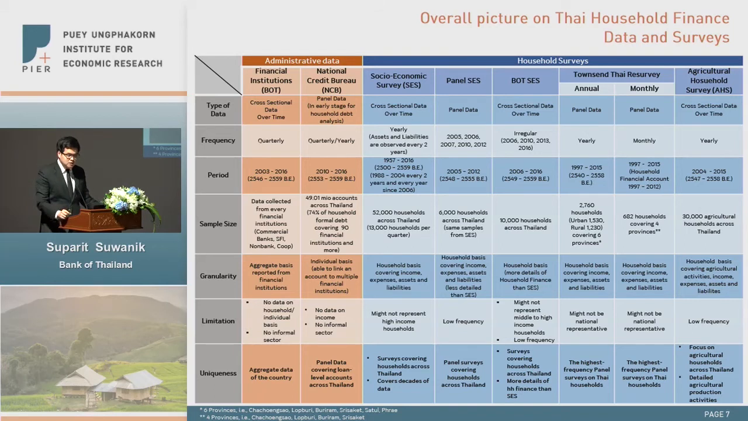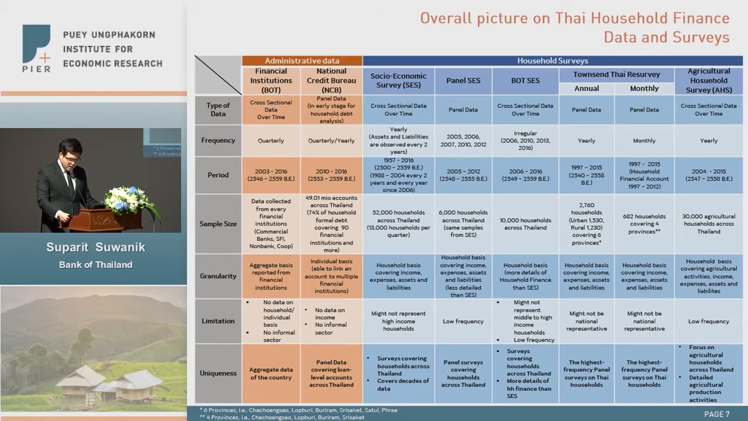The first one is the Socio-Economic Survey, or the SES, which can be nationally representative because it surveys around 52,000 households across Thailand. And it is accompanied by the Bank of Thailand SES as well, which has more details on household finance, but it is irregular and on an ad hoc basis. And they are all cross-sectional data that cannot track the household over time.